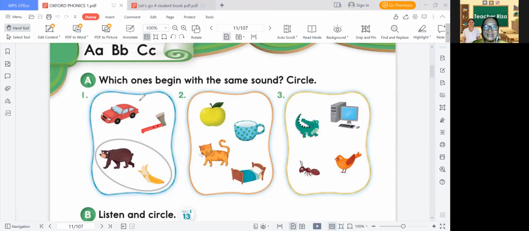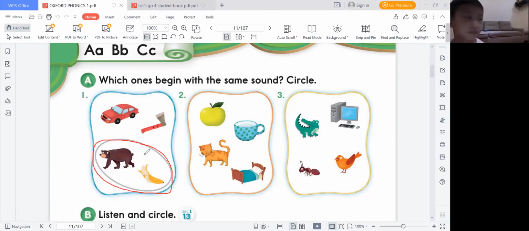So, what is the sound from this picture? This is a car, right? Ka, ka, car. How about this one? A, axe. How about this one? Okay, ba, ba, beer. This one, ba, ba, banana. Okay, so which of these pictures have the same sound? Is this the same sound? Yes. Is this the same sound? Beer and banana. Same sound? Yes, very good. That's correct. Let's proceed for number two.